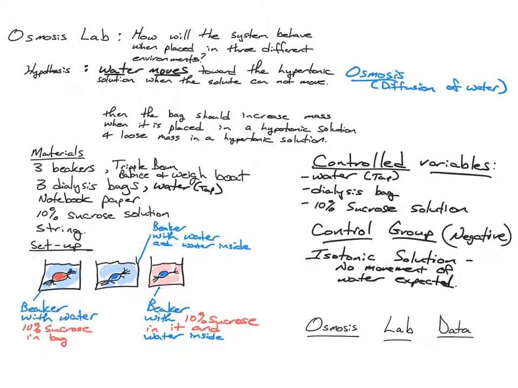So the fact that we have tap water as a control group, see tap water, water, and the control group is the isotonic solution, right? We're able to compare the movement of water to this isotonic group, which is what makes it our control group, our negative control. We expect nothing to move, no change in our mass in this group.